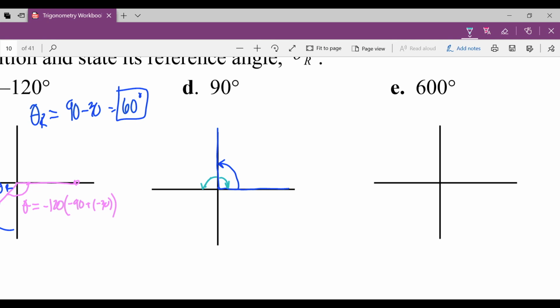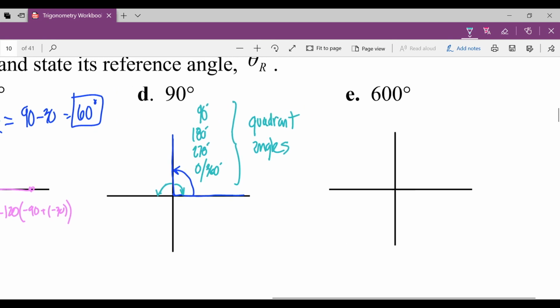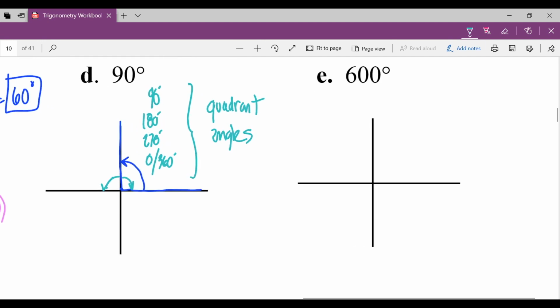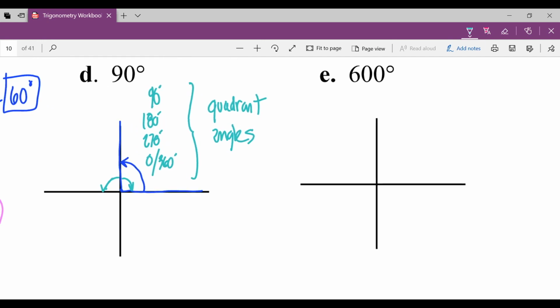Well, would you believe that for 90 degrees, or in fact 180 degrees, or 270 degrees, or 0/360 degrees, these are special cases? And so the word we give these is quadrant angles. And quadrant angles don't have a reference angle. Let's take a look at 600 degrees. 600, I feel like Austin Powers here.